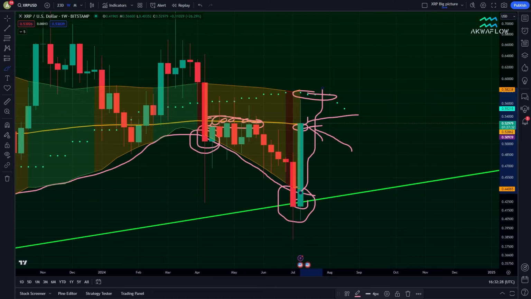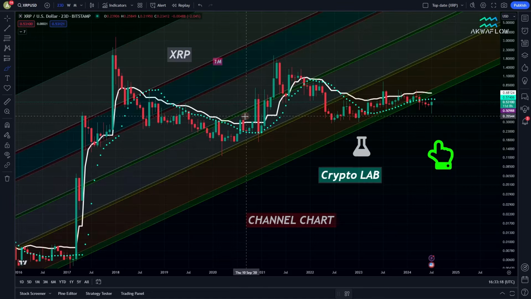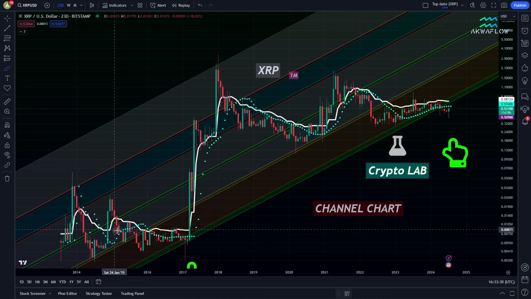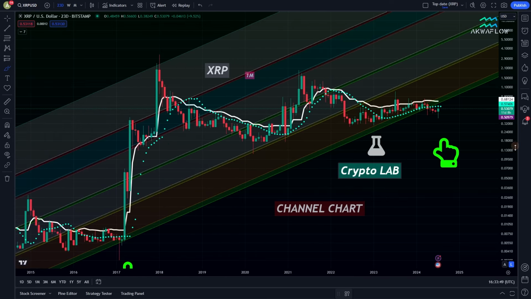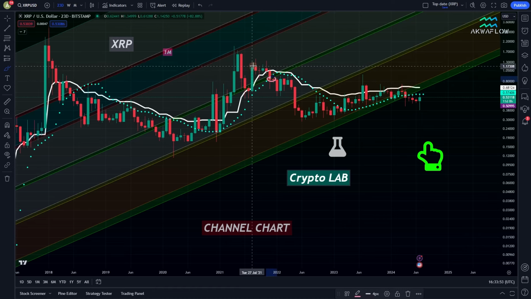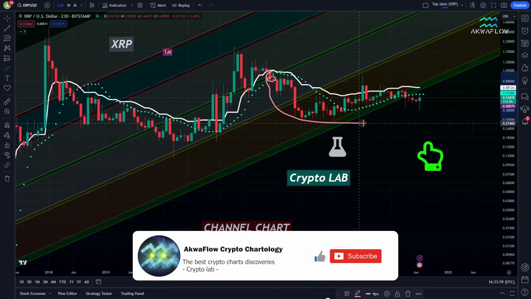Now let's move to the next chart, the channel chart. So this chart shows the important channels for XRP, right? And also we have the white line, which is a key line for XRP, showing bull and bear phases. And you can see that according to this indicator, here we had a breakout to the downside after the close of the candle, right? And after this close, we remained in a bear market for this entire phase, right?